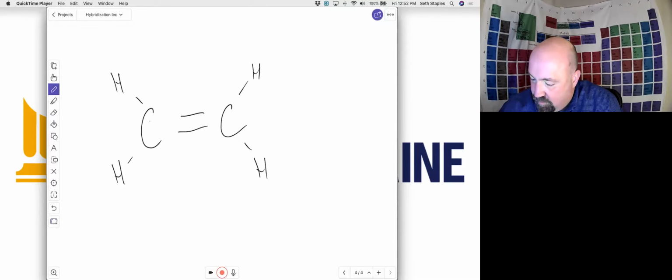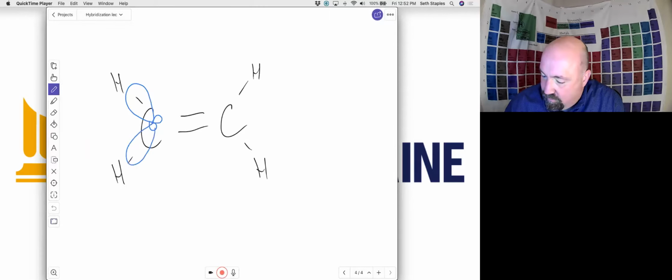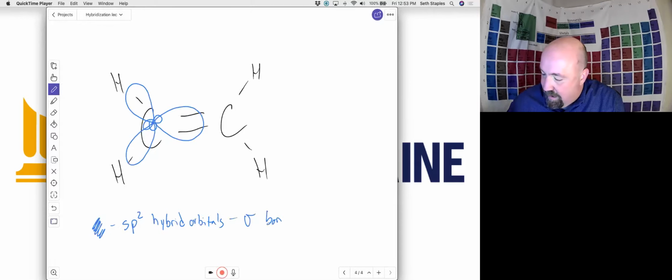One of those sp2 orbitals will be coming out to this hydrogen. One will be coming out to this hydrogen. And one will be coming out to the carbon. And so there, and just to color code it here, so in the blue, those are our sp2 hybrid orbitals. And that is where our sigma bonds live.